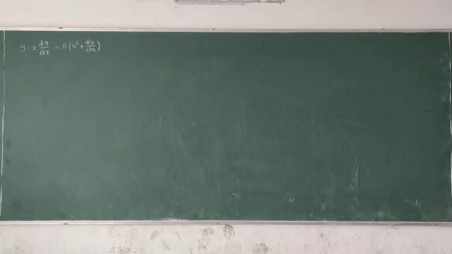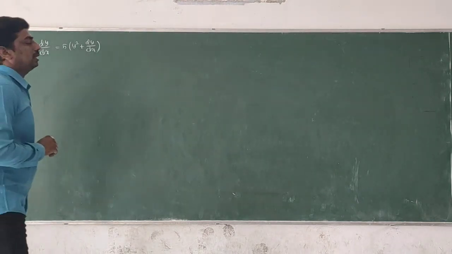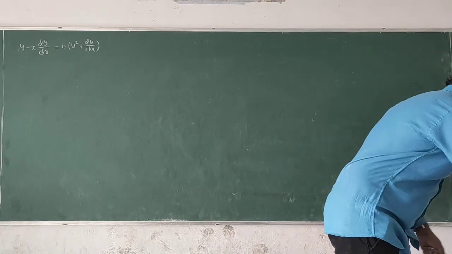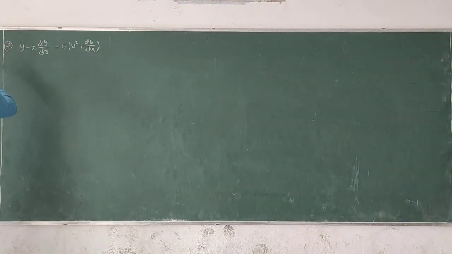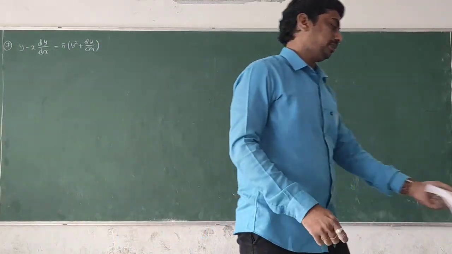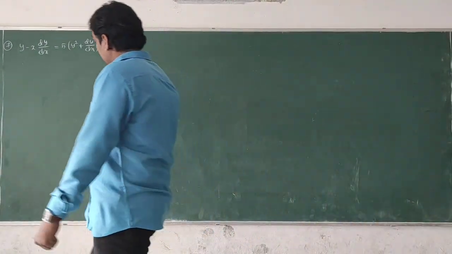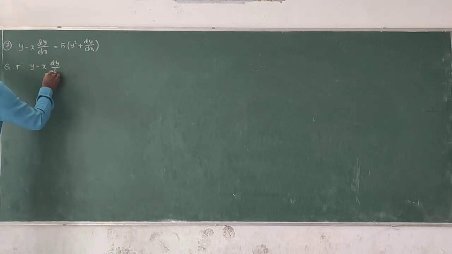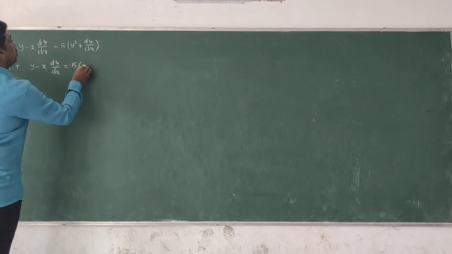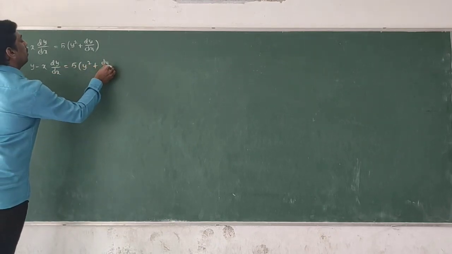Yes students, next, continuation. How many problems are completed in this one? This one is the seventh one. The seventh problem is: y minus x dy by dx equal to 5 into y square plus dy by dx. Given that y minus x into dy by dx equals 5 into y square plus dy by dx.